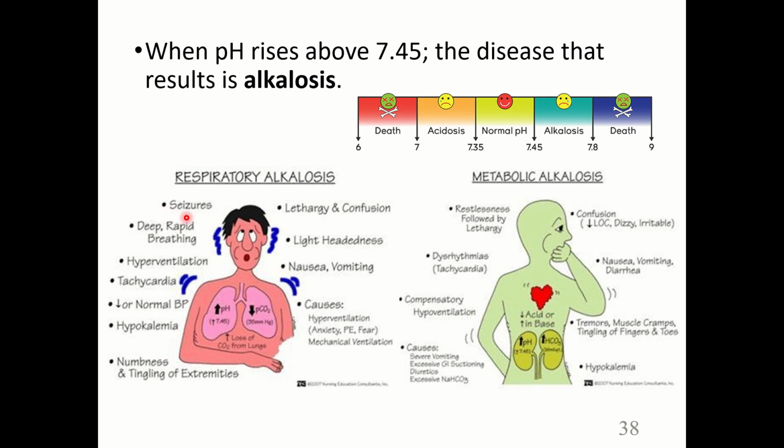Symptoms are seizures, deep, rapid breathing, elevated heart rate, low or normal blood pressure, hypokalemia, so you're losing the potassium in your blood, numbness, confusion, lightheadedness, nausea, and vomiting. This can lead to heart attack as well, hence the tachycardia and seizures. Metabolic alkalosis can occur from overuse of antacids, severe vomiting, excessive GI suctioning, use of diuretics.